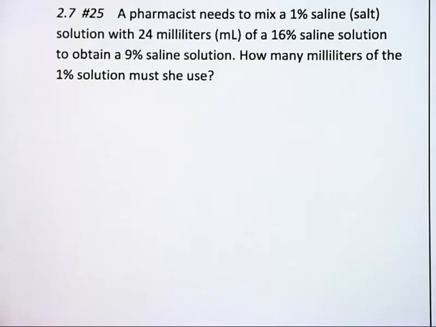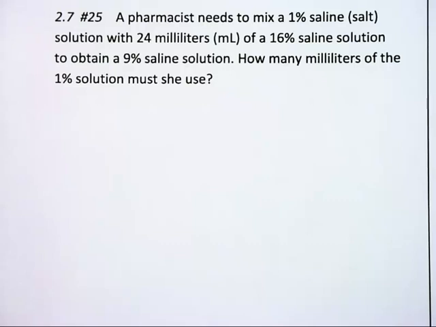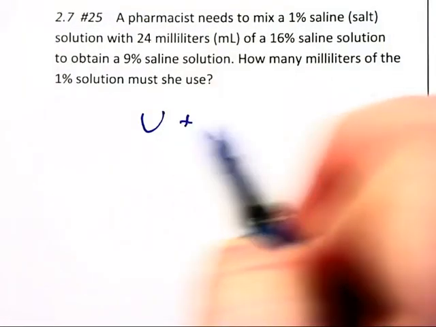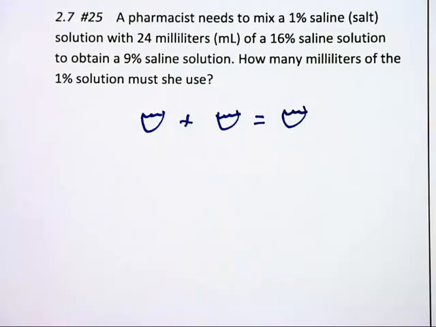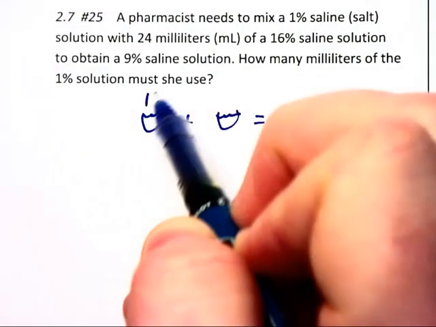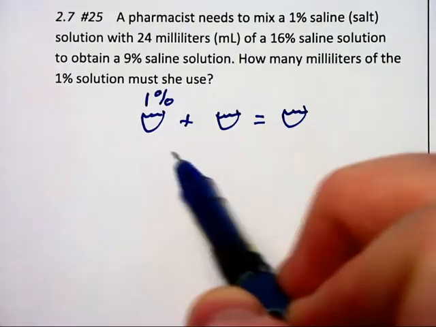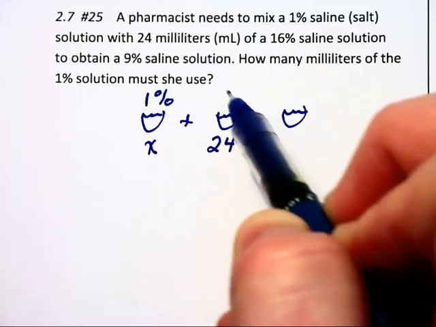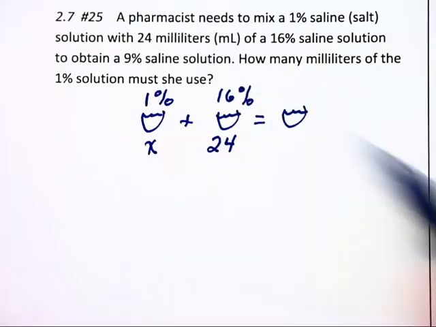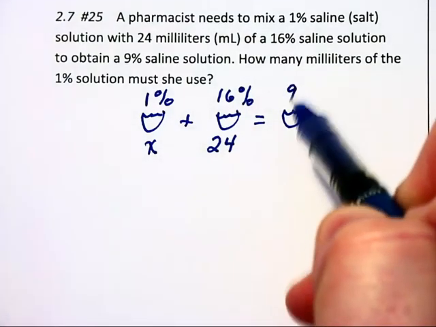A pharmacist needs to mix a 1% saline or salt solution with 24 milliliters of a 16% saline solution to obtain a 9% saline solution. Definitely a mixture problem, and here will be my mixing containers. Percents go on top and the amounts go on the bottom. So I've got a 1% solution, and we need to mix it, we don't know how much of it, with 24 milliliters of a 16% solution to obtain a 9% solution.